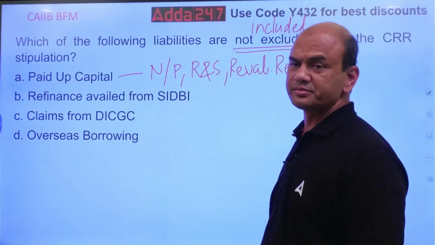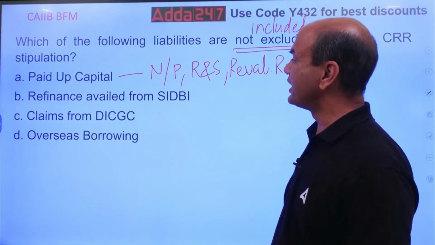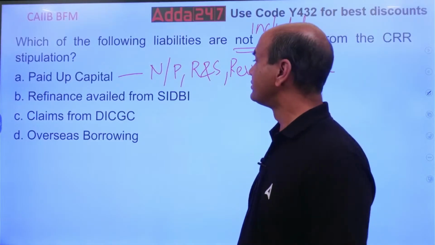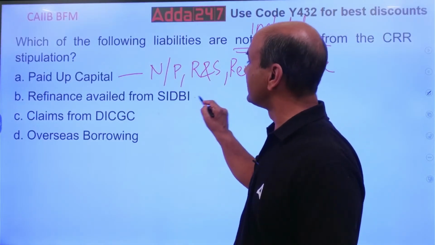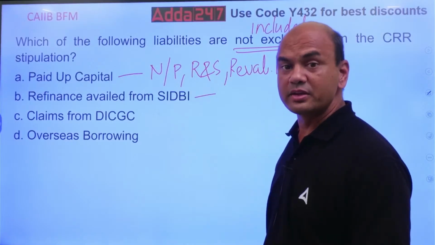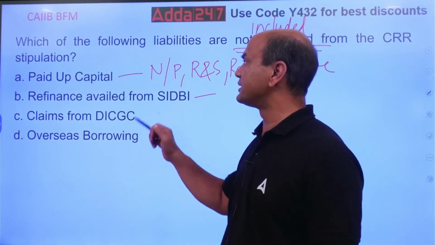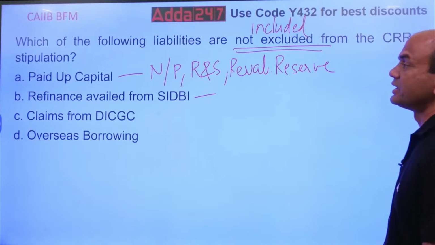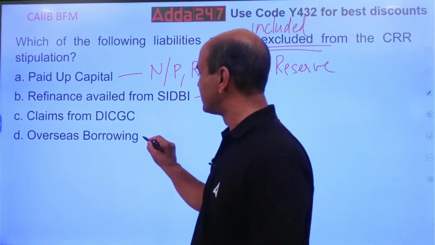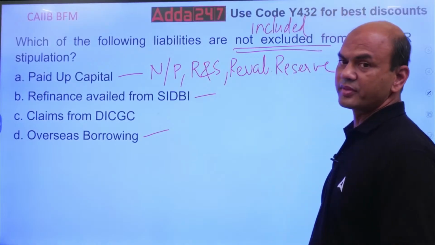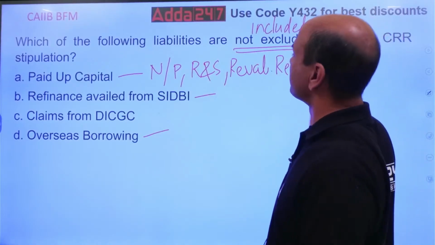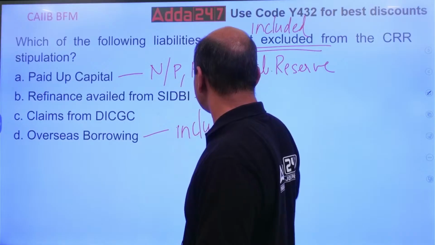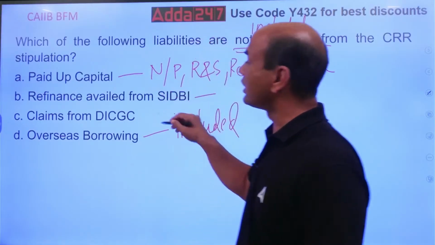Then second, refinance from SIDBI. This is not your regular business. So this will also be not excluded, so it will be included. Then claims from DICGC. This will also be included. Not excluded here means included. But overseas borrowing. This will be not excluded from this. So this is not excluded means this is included.